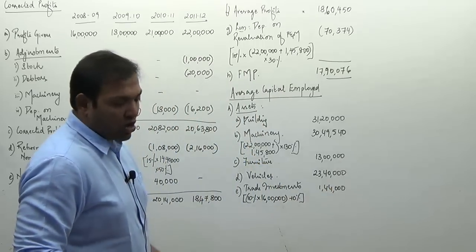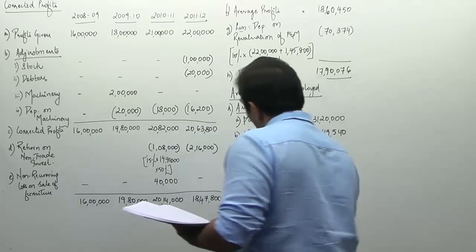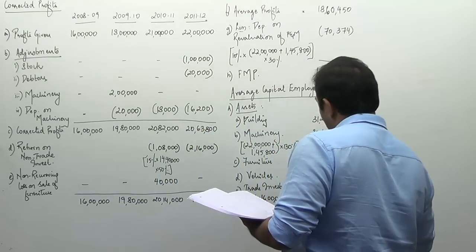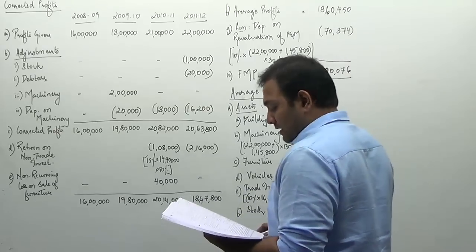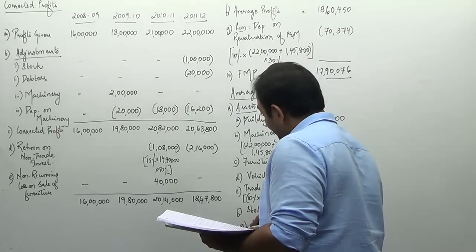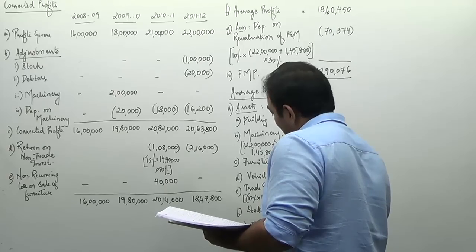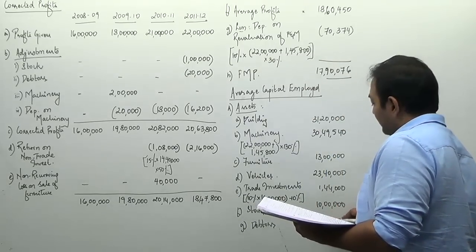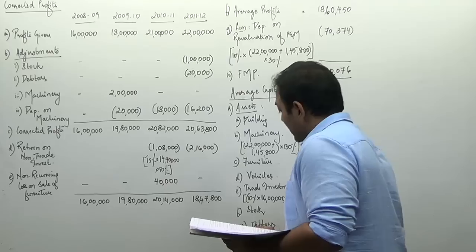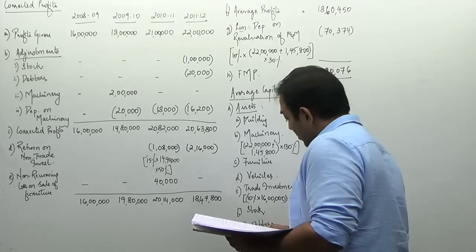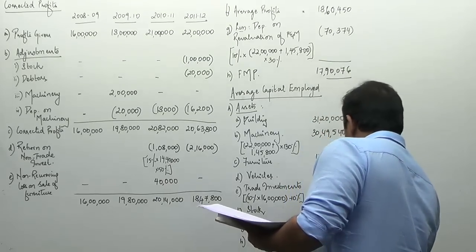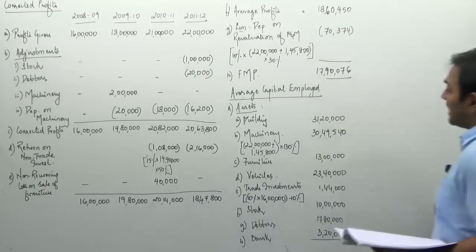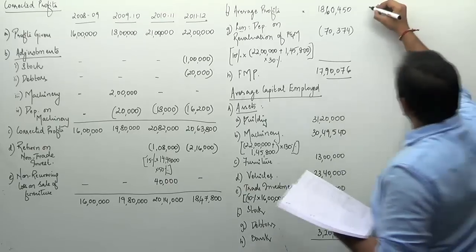Next, stock reduced by 1 lakh. Balance stock is only 10 lakhs. Next, debtors, we have reduced them by 20,000. Our debtors will be 17,80,000. And the final one, bank balance is 3,20,000. And that will close up to total of assets.